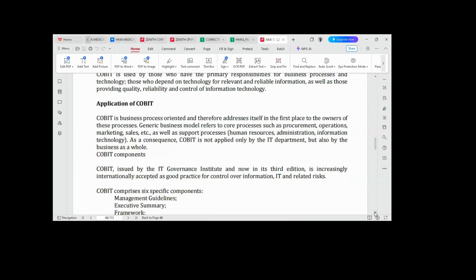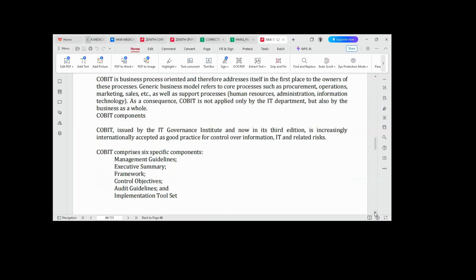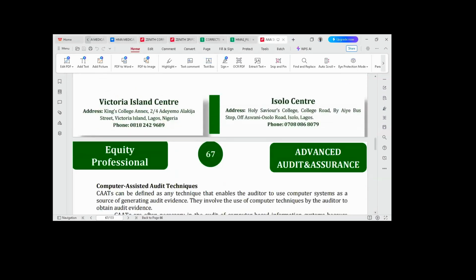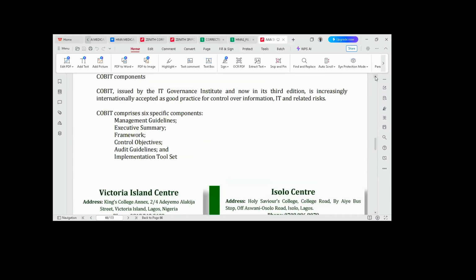Now, still explaining COBIT, it has specific components. What are the components that it has? It has management guidelines. That is, what do you want? What have you put in place? What do you want to put in place? How do you want to set it? How do you want to develop your own IT objective that will align with your business objective? That's management guidelines. Then you have the executive summary. The executive summary will explain what the benefits are, what is in it for the organization. Then again, you have what we call the framework.